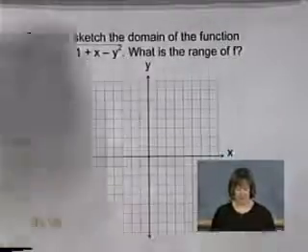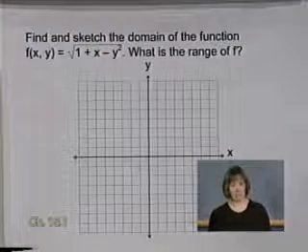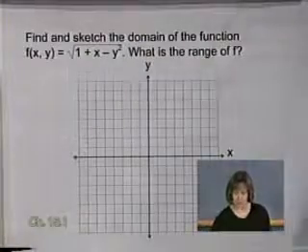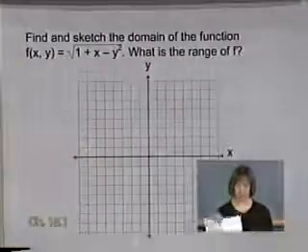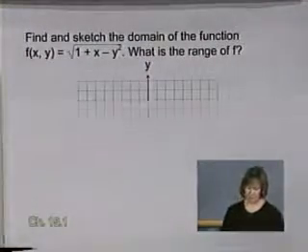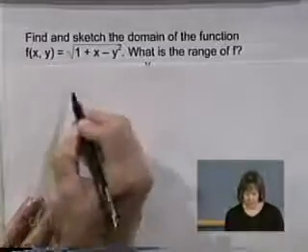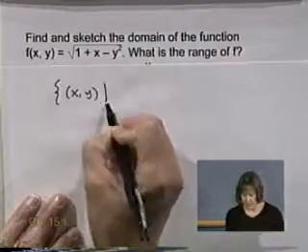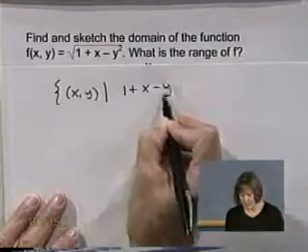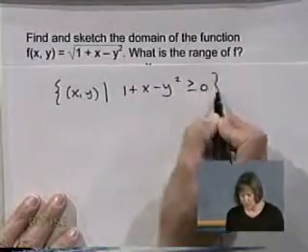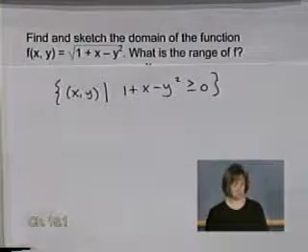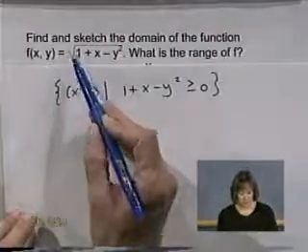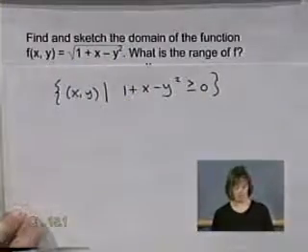Okay. Sketch the domain of this function. f of x, y equals the square root of 1 plus x minus y squared. What is the range of f? Well, first we want to do the domain. So my domain is going to be the set of all x, y such that 1 plus x minus y squared is greater than or equal to 0. That's what formally your domain is going to look like, because we can only take the square root of 0 or positives.